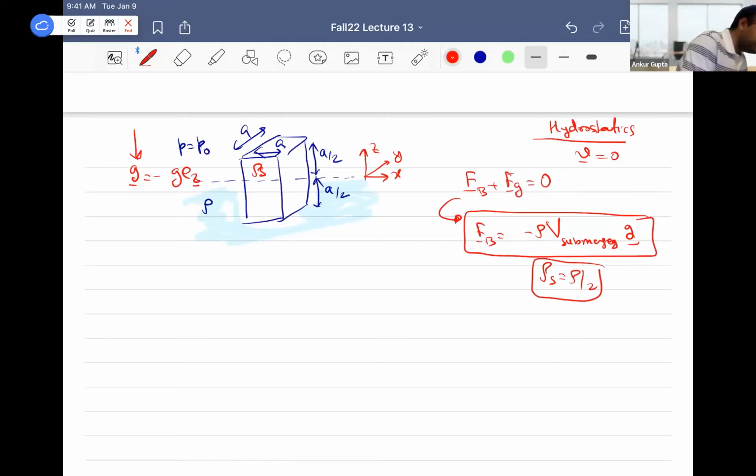So the next step we started thinking about was: what is the origin of the buoyancy force?